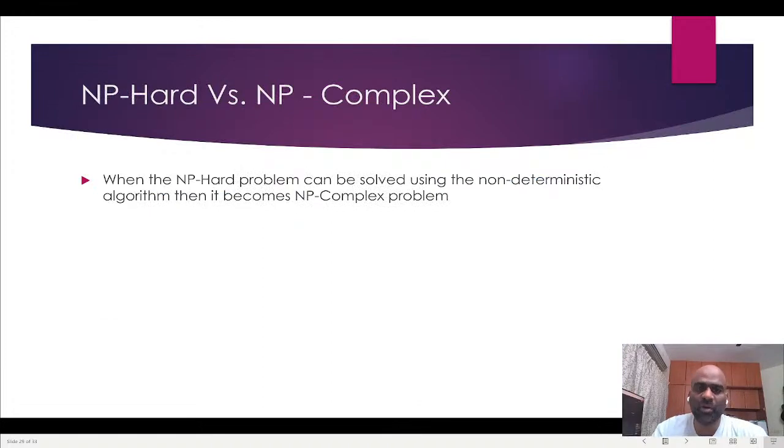When an NP-hard problem can be solved using a non-deterministic algorithm, it becomes an NP-complete problem. Any problem that cannot be solved, that can go through an infinite loop, or is extremely complicated to solve, is an NP-hard problem. But we have a non-deterministic algorithm: the questions I asked for that restaurant make it an NP-complete problem.